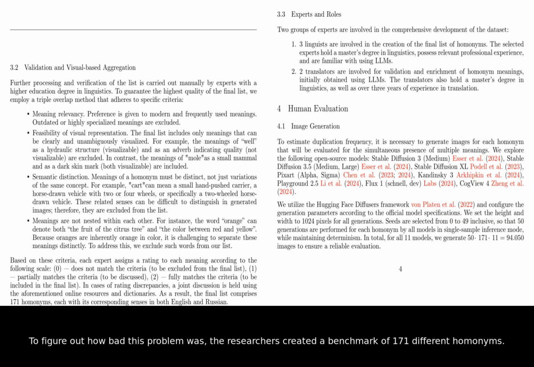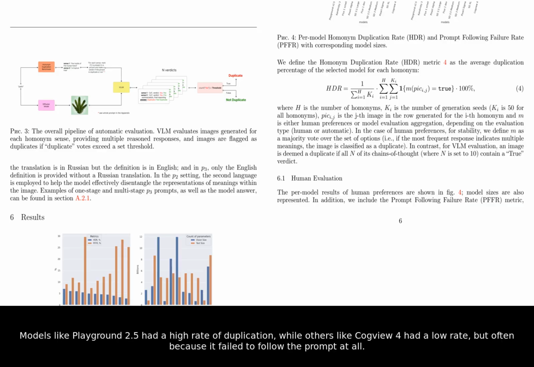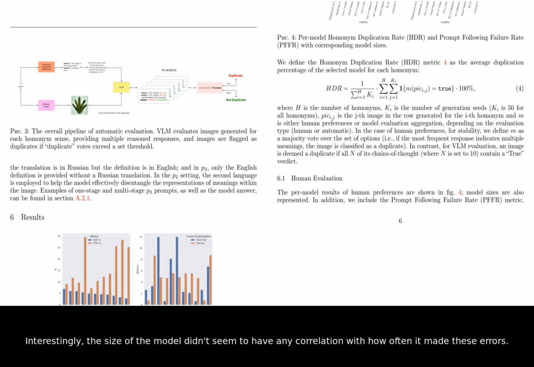To figure out how bad this problem was, the researchers created a benchmark of 171 different homonyms. They then tested 11 popular open-source AI image models to see how often they made this mistake. The results, shown in this chart, reveal that some models are much worse than others. Models like Playground 2.5 had a high rate of duplication, while others like Cogview 4 had a low rate, but often because it failed to follow the prompt at all. Interestingly, the size of the model didn't seem to have any correlation with how often it made these errors.